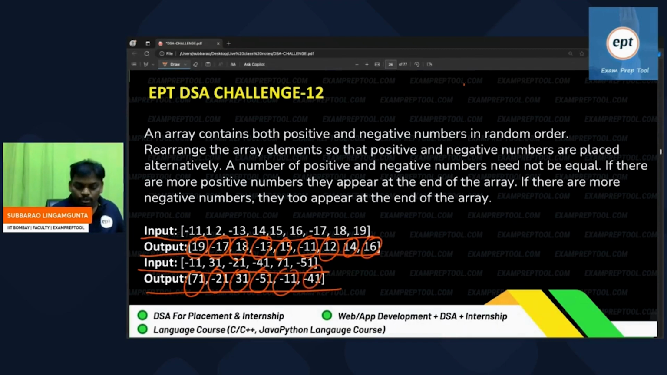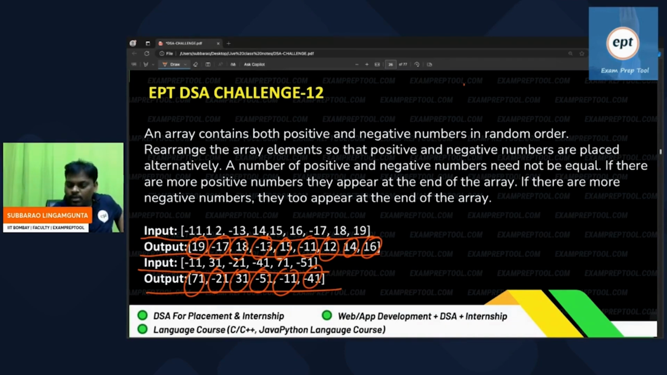Some people are asking, sir, which one do I have to start? If you want, you can start with a positive, or if you want, you can start with a negative. It's up to you. Right? See, the number of positive and negative numbers need not be equal. If there are more positive numbers, keep them at the end. If there are more negative numbers, keep them at the end.